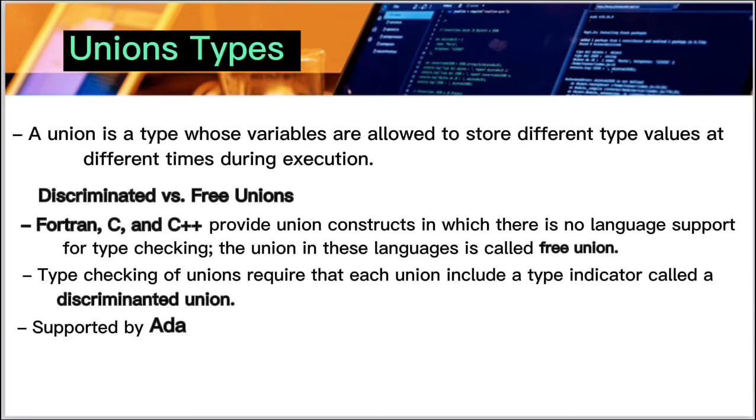Union types. A union is a type whose variables are allowed to store different type values at different times during execution. Discriminated versus free unions. Fortran, C and C++ provide union constructs in which there is no language support for type checking. The union in these languages is called a free union. Type checking of unions requires that each union include a type indicator, called a discriminant. A union with a discriminant is called a discriminated union, supported by Ada.